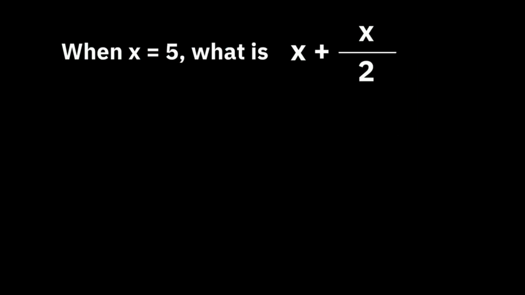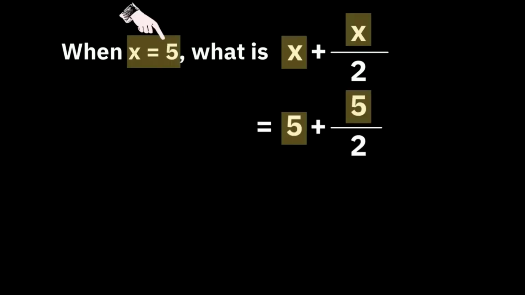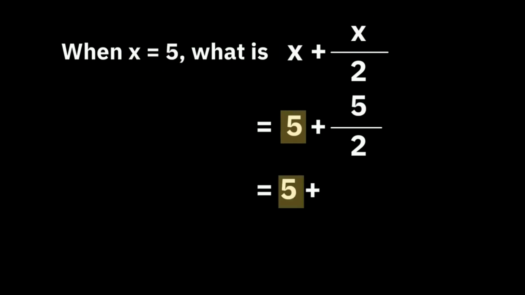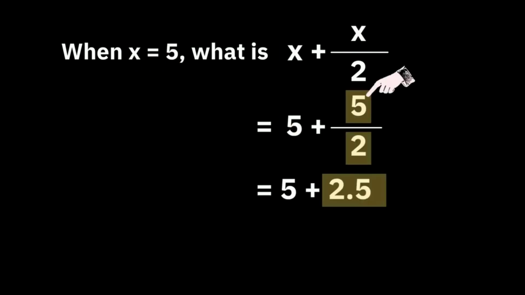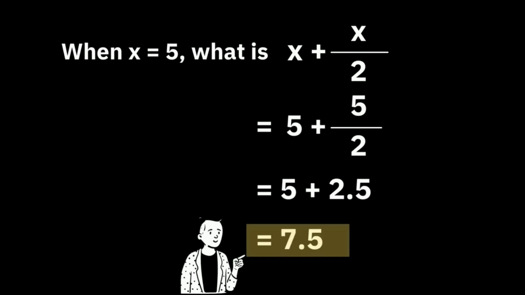When X is equal to 5, what is X plus X over 2? Now we put 5 where X is. So we have 5 plus 5 in the numerator over 2. Then we simplify. That is equal to 5 plus 5 divided by 2 is 2.5. Then we add them together. So 5 plus 2.5 is 7.5.